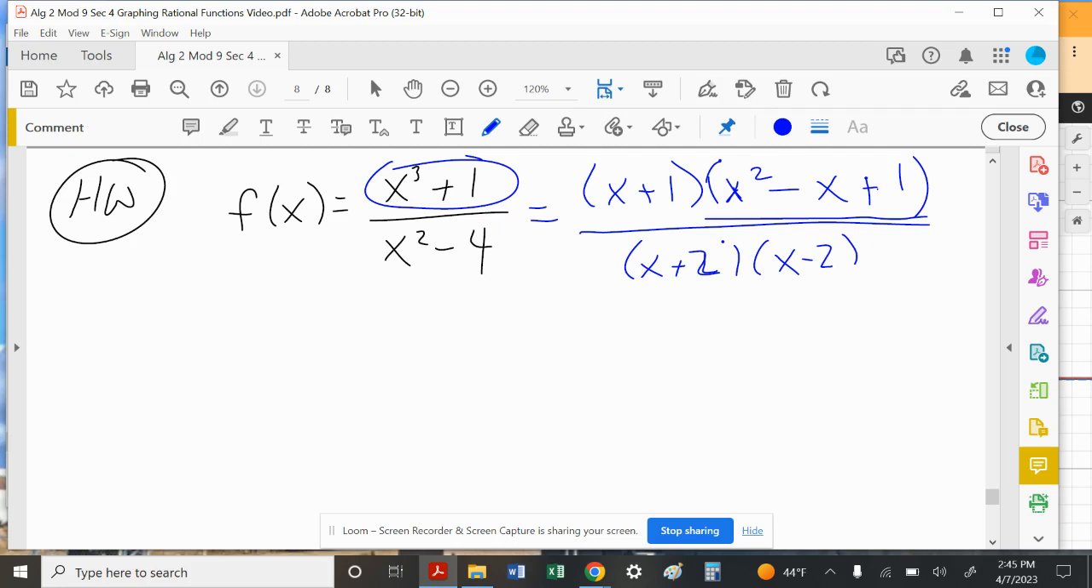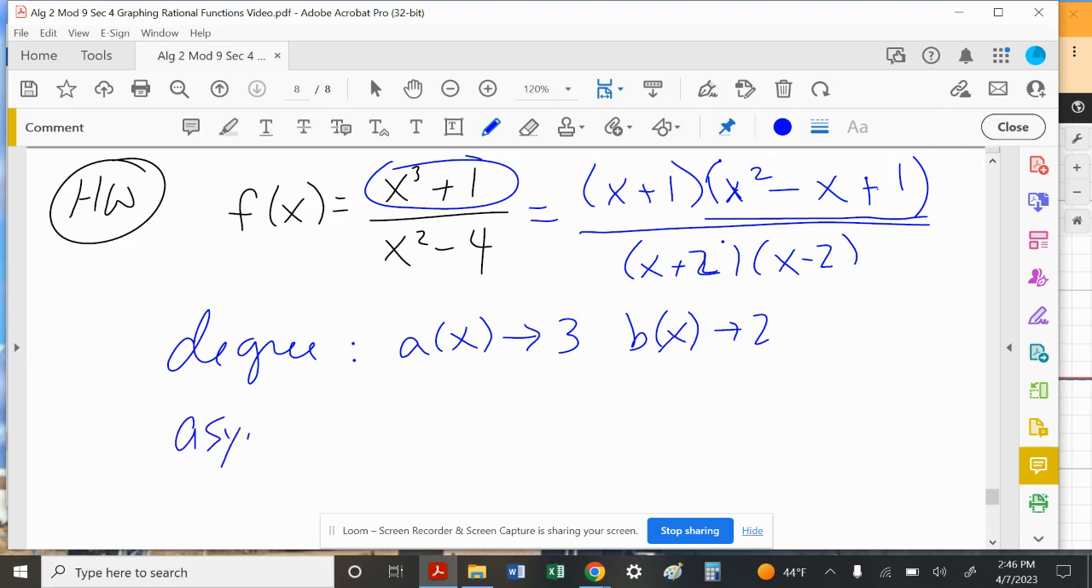So now we can see some things, though. We look at the degree of the functions. I don't know why it's slipping my mind right now, but anyway, I'll think of it in a minute. So the degree of a of x is 3. Degree of b of x is 2. It's 1 greater. So that's the word I was looking for, asymptote.